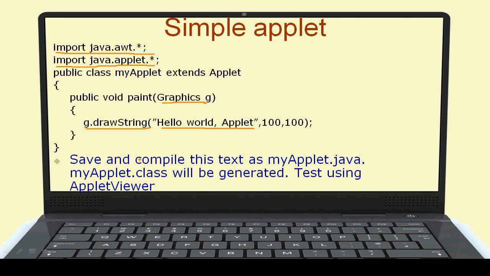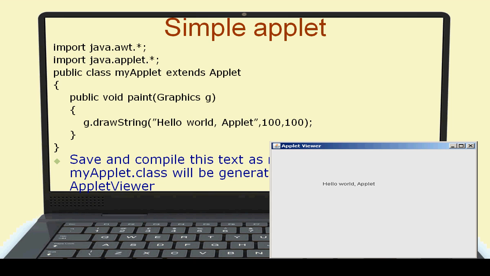Save this text as myapplet.java and compile the program. Myapplet.class will be generated. Before putting this myapplet.class in an HTML code, the output of this applet can be tested using the appletviewer utility available in the Java Development Kit. This is how the applet would look like.